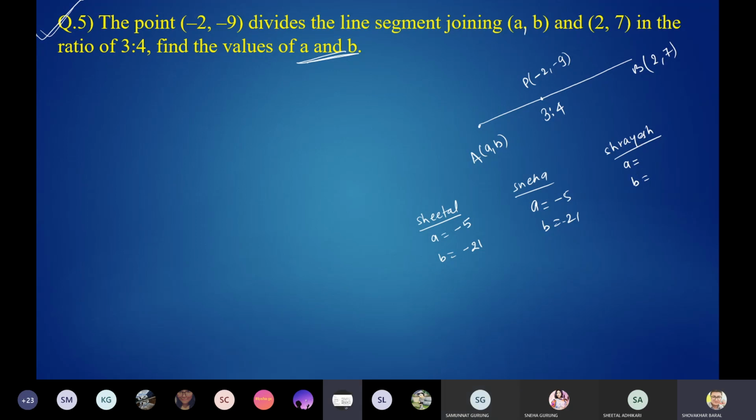Okay, Kshitij, you have solved it. Neeraj, have you solved it? Yes, sir. Okay, please practice these questions. A equals -5, B equals -21. Please practice those questions.